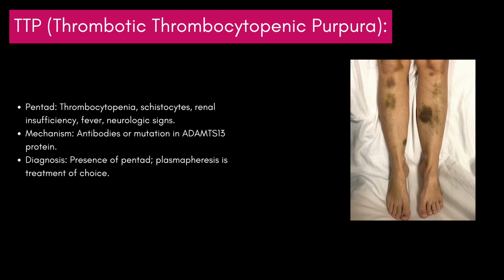Let's take a look next at TTP, which is also known as thrombotic thrombocytopenic purpura. Pentad: thrombocytopenia, schistocytes, renal insufficiency, fever, neurologic signs. Mechanism: antibodies or mutation in ADAMTS13 protein. Diagnosis: presence of pentad. Plasmapheresis is the treatment of choice.